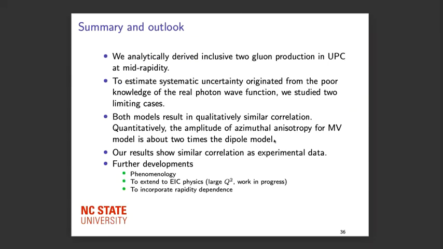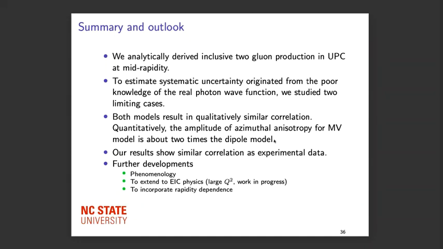So this is my last slide. I want to give a quick summary. We did an analytic calculation for UPC in rapidity to extract the particle correlation. But because of the poor knowledge of the photon, we're not able to exactly reproduce the data. We just want to see what the correlation looks like in those 2 extreme limits. But we did see the qualitative behavior of V2, which is that you go up first, then you go down.